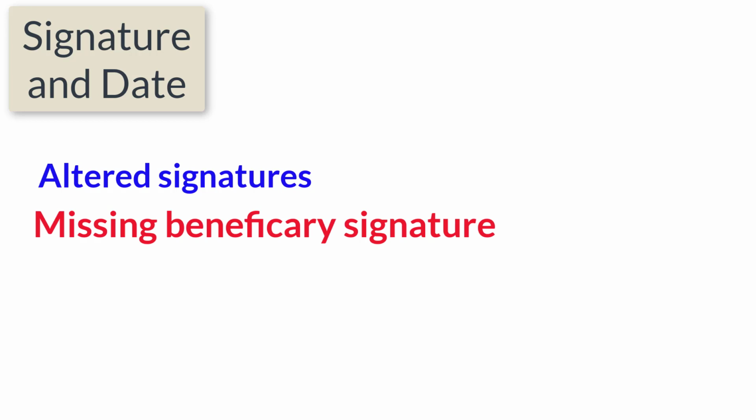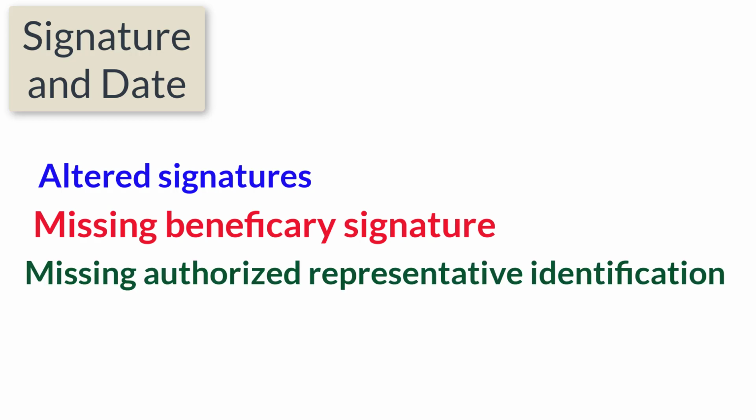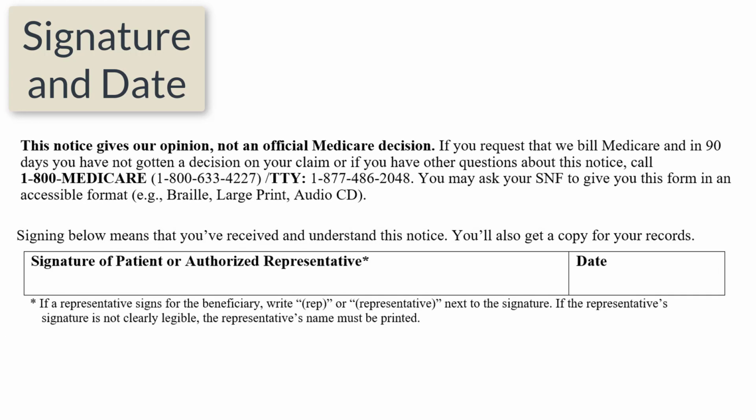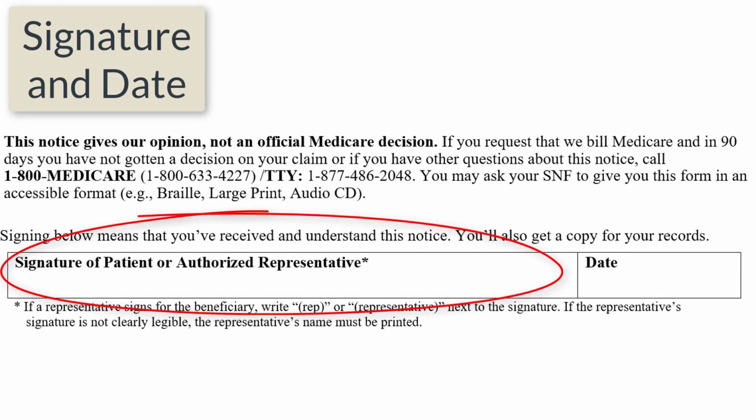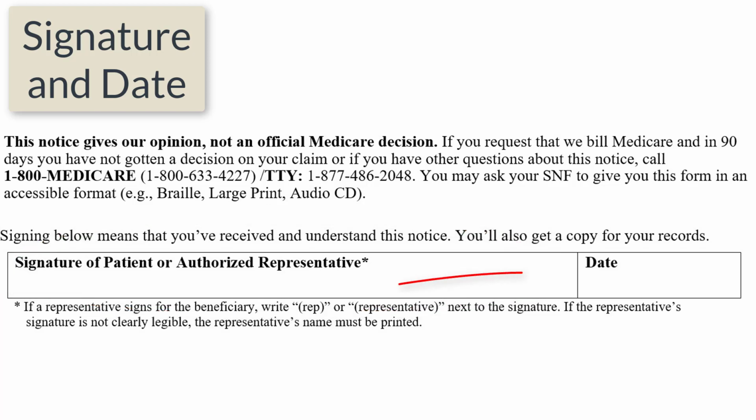Finally, we are seeing signature errors. These include forms with altered signatures, forms lacking beneficiary signatures, or missing identification of the authorized representative. The beneficiary or an authorized representative must sign the signature box. This signature confirms that the beneficiary or representative acknowledges that they read and understood the notice. The date the form is signed is also required.